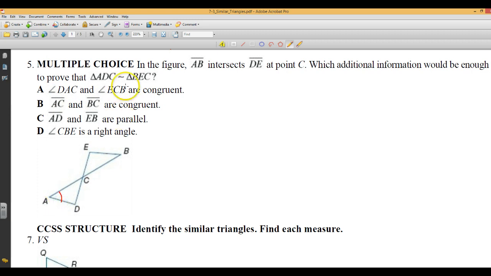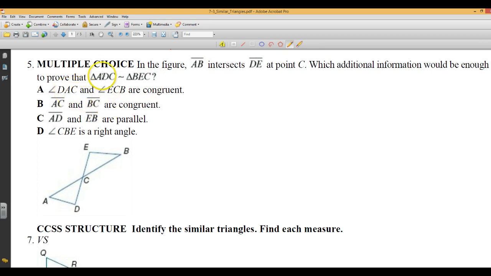So in part A, it says angle DAC, which is this angle, and ECB are congruent. Well, that would not make these two triangles similar. First of all, it's only one pair of corresponding angles congruent, and we would need two to use angle-angle. And also, those are not corresponding angles. So they're not corresponding because DAC would correspond to EBC because the order of the letters would be the same there. DAC and EBC. So it's not A.